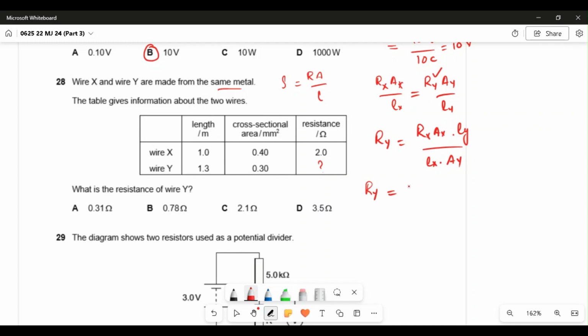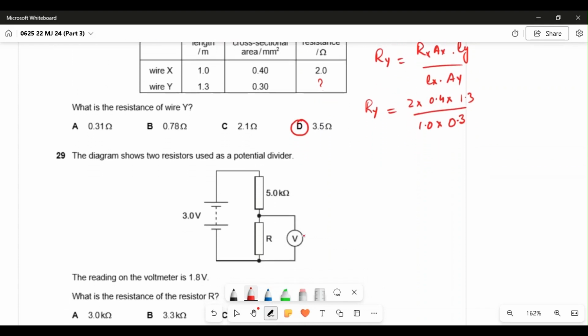So Rx is 2 times 0.4 times the length of Y, which is 1.3, over the length of X, which is 1, and Ay is 0.3. So it is 3.45, that is 3.5 ohms.